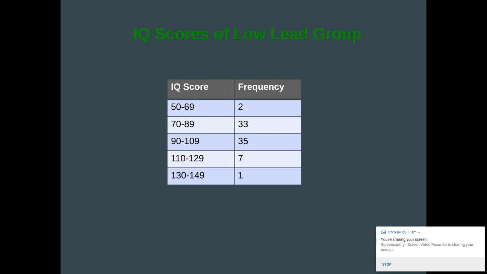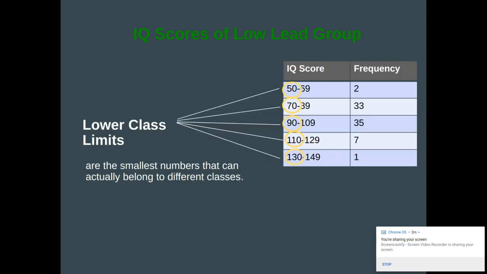This is already a frequency table that's been created based on a recording of IQ scores of a population of people. These IQ scores have a wide range, and we can see where they lie. So let's break down this frequency table a little bit further. The first thing we're going to talk about is something called a lower class limit. A lower class limit is the smallest number that can actually belong in the different classes.